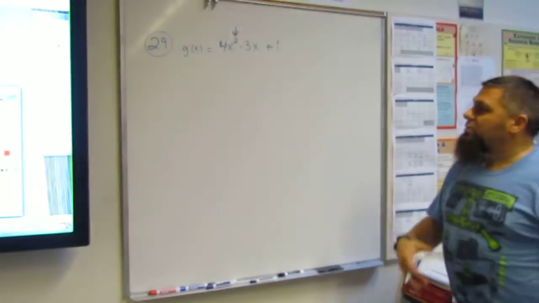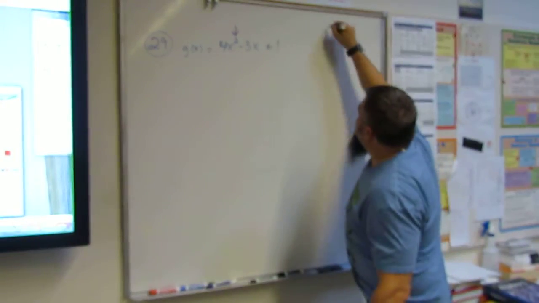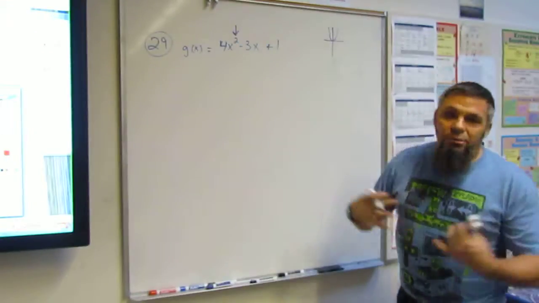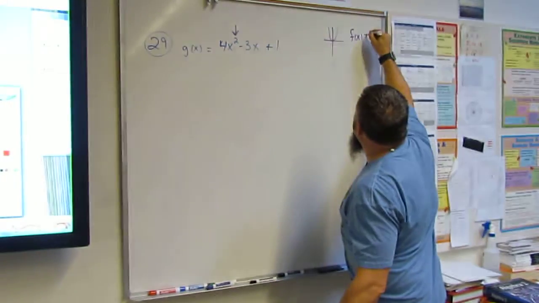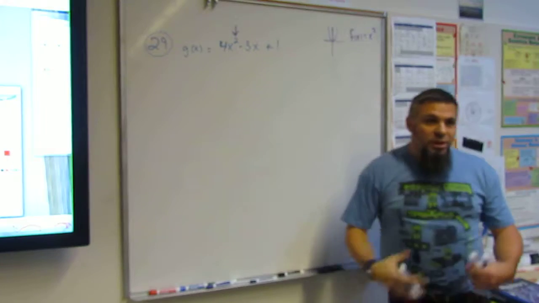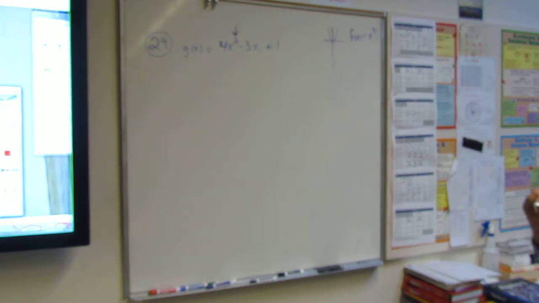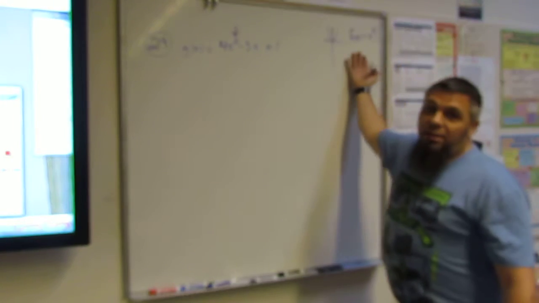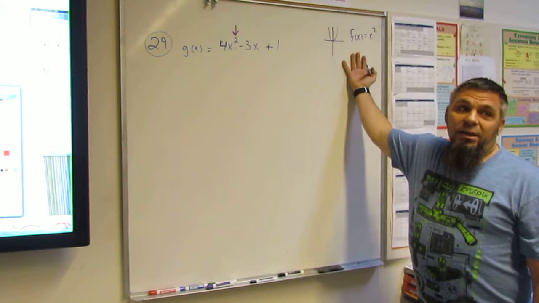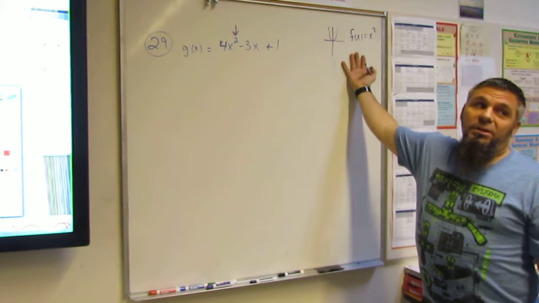Okay? It's a quadratic. I know that it looks like this. I know that the function looks like this. That's the parent function, right? This is what I asked you to do for that whole thing. This is why I need to know what it looks like. Okay? I can't graph it if I don't know what it looks like.